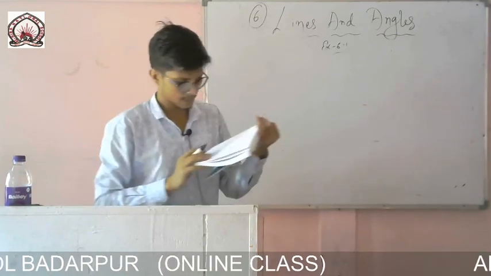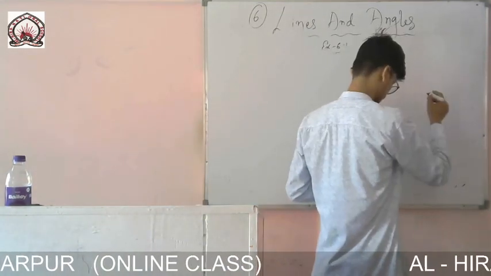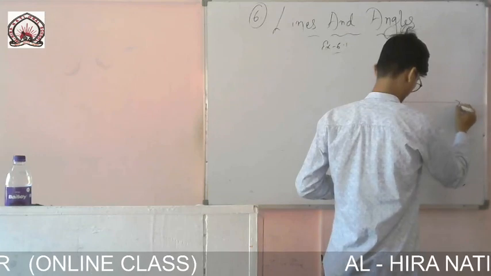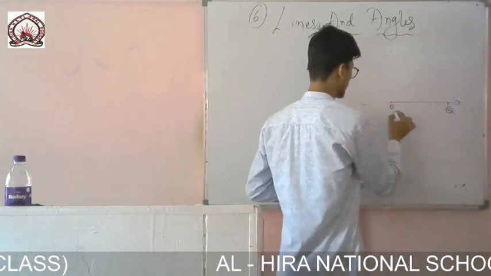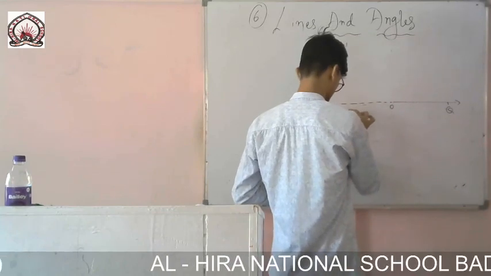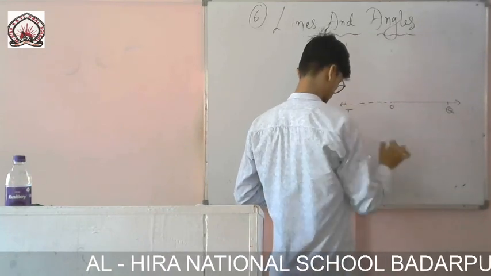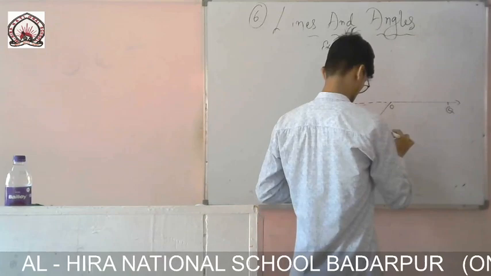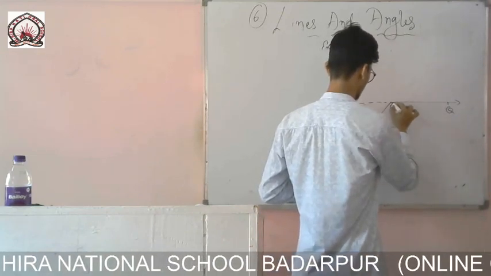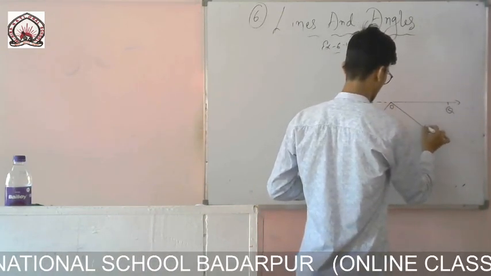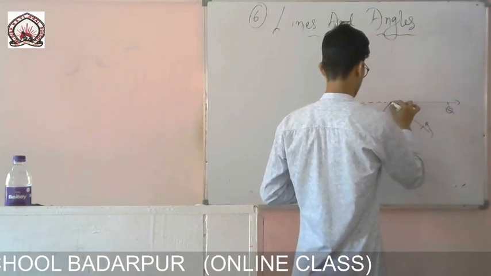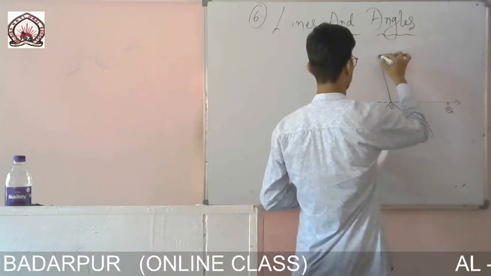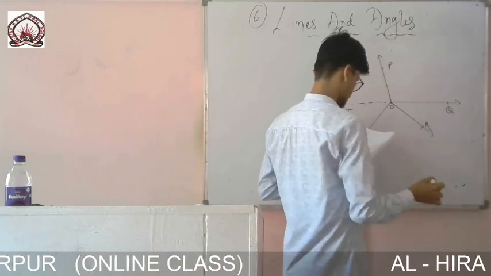So what is the figure? Let me draw. OQ is given here. If I extend it, it will be T here. There it is, this one, there another one R is given, and there is one line like this, P is given. Okay.